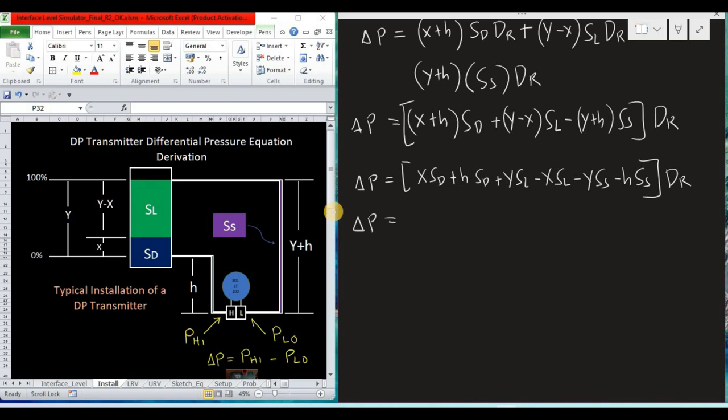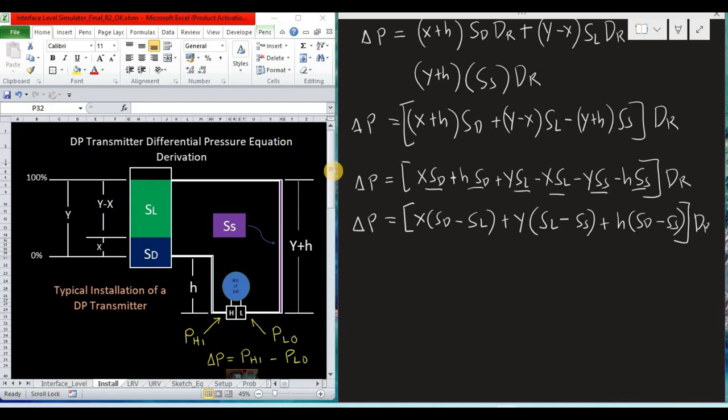And then we can collect similar terms. So x times SD minus SL, plus y times SL minus SS, plus h times SD minus SS, then multiplied by DR. So this is the differential pressure equation. So let's see, this is equation 18.